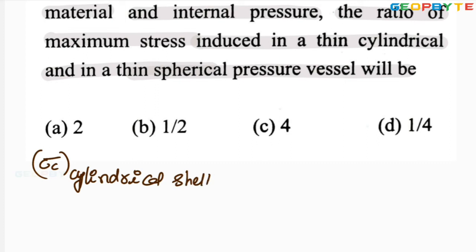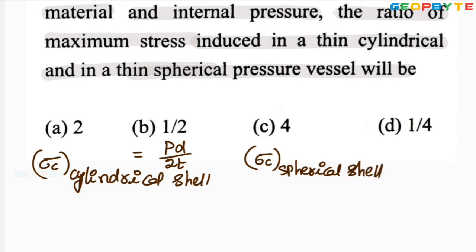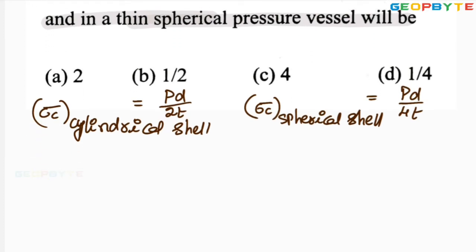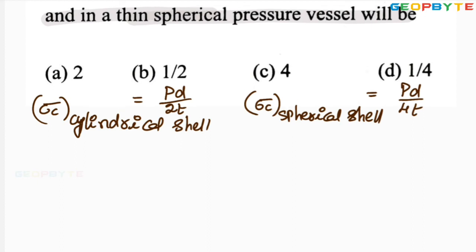Circumferential stress in a thin cylindrical shell is equal to PD by 2T. Similarly, circumferential stress in a spherical shell is equal to PD by 4T. Of course, for a spherical shell, circumferential stress and longitudinal stress both are identical.